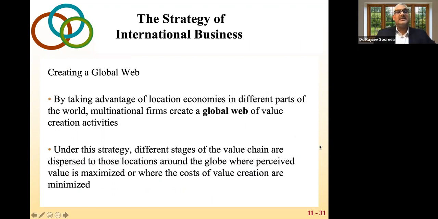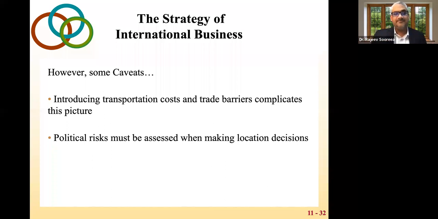So which means that by taking advantage of local location economies in different parts of the world, a multinational firm creates a global web of value creation activities, right? Under this strategy, different stages of the value chain are dispersed to those locations around the globe where perceived value is maximized or where the costs are minimized. So you want to maximize the value and minimize the cost so that you can get a higher VC.